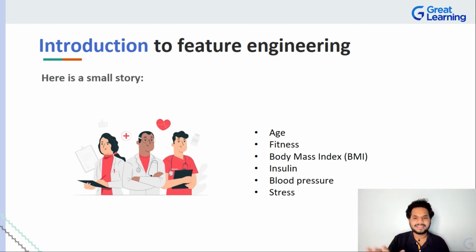Now, let's just say a person is of the age 55, they have very good fitness, they have a very nice body mass index, their insulin is absolutely good, they are not stressed, but they have a very, very high blood pressure problem. Right? Now, when that is the case, you cannot just say, hey, no, this person might not get diabetes because 90% of the features are normal, and it's only one tiny feature which is out of whack, right? No, that cannot be said, because you do not know.